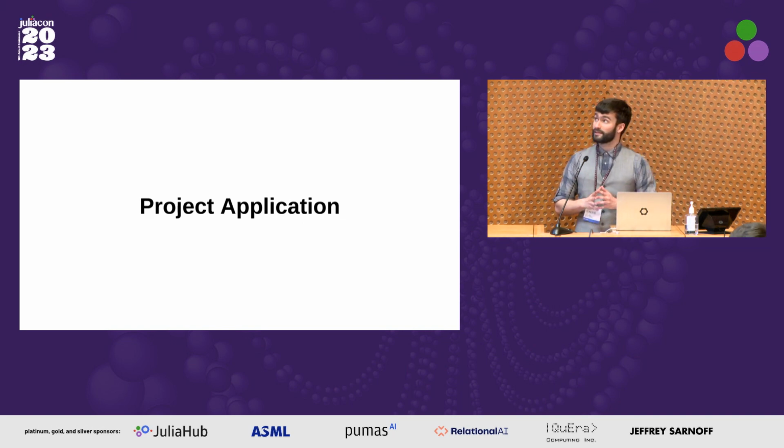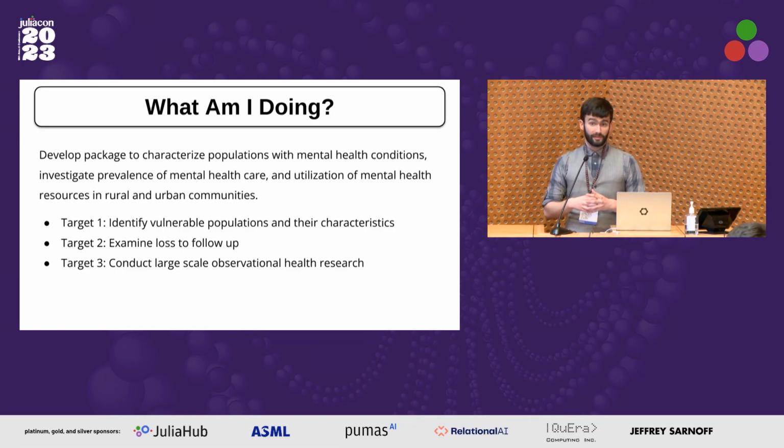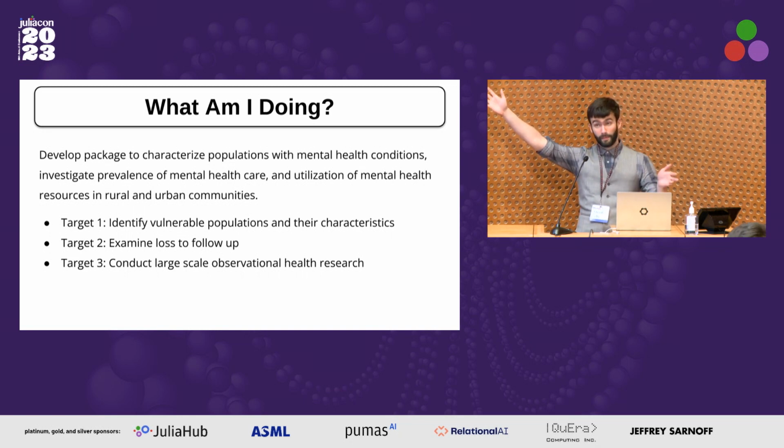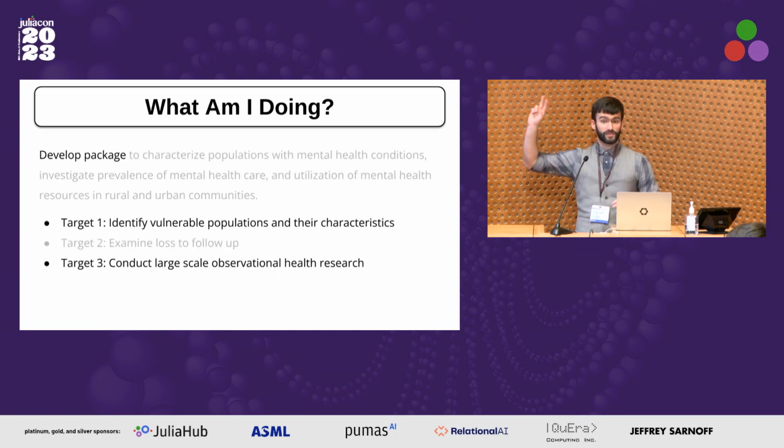I want to give some background on what I'm doing within the Julia, and specifically the JuliaHealth community. I'm currently the principal investigator for an international collaborative network study to develop a package to characterize populations with mental health conditions, investigate prevalence of mental health care, and utilization of mental health resources in rural and urban communities. For the sake of the presentation today, I'm going to focus only on two targets. Target 1, identify vulnerable populations and their characteristics. And target 3, conduct large-scale observational health research.